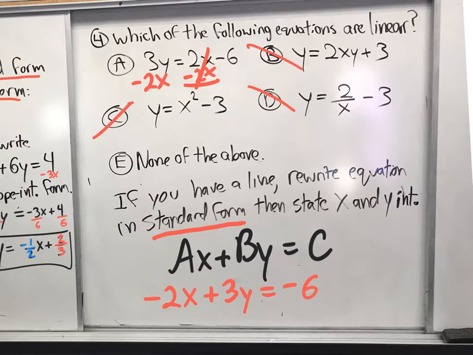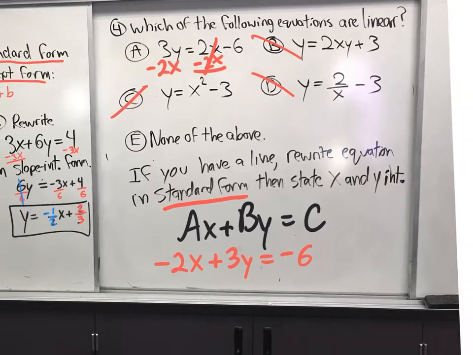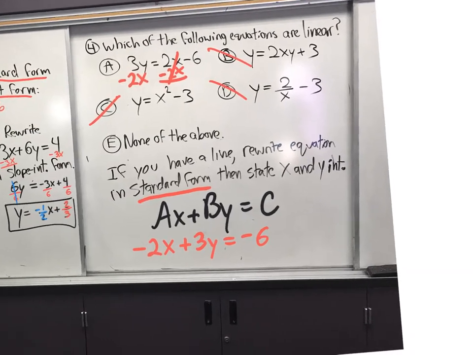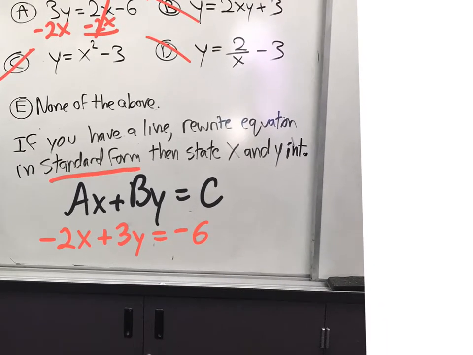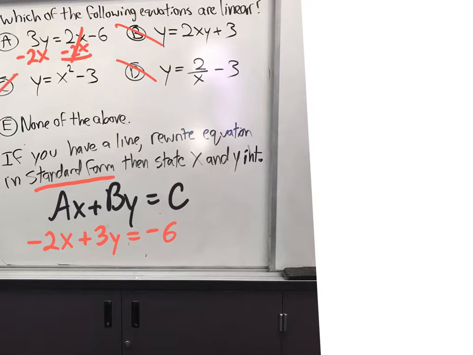But on the multiple choice test, you're never going to see a value that's negative. For some reason, the computer just multiplies everything by negative 1 to make that first term positive. I don't know why it does it, but that's how it works. So our actual standard form equation is going to be positive 2x minus 3y equals positive 6. So we have converted option A's equation to a standard form equation.